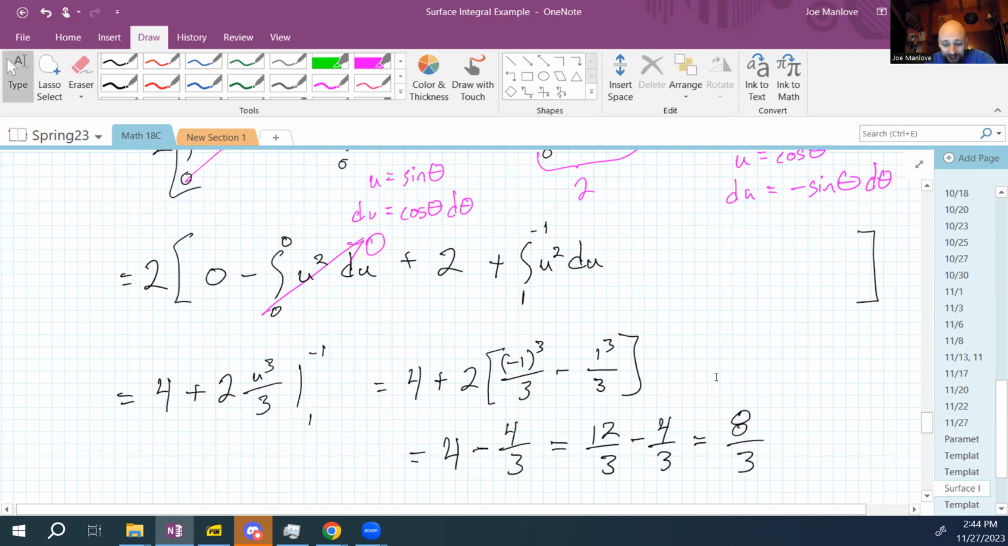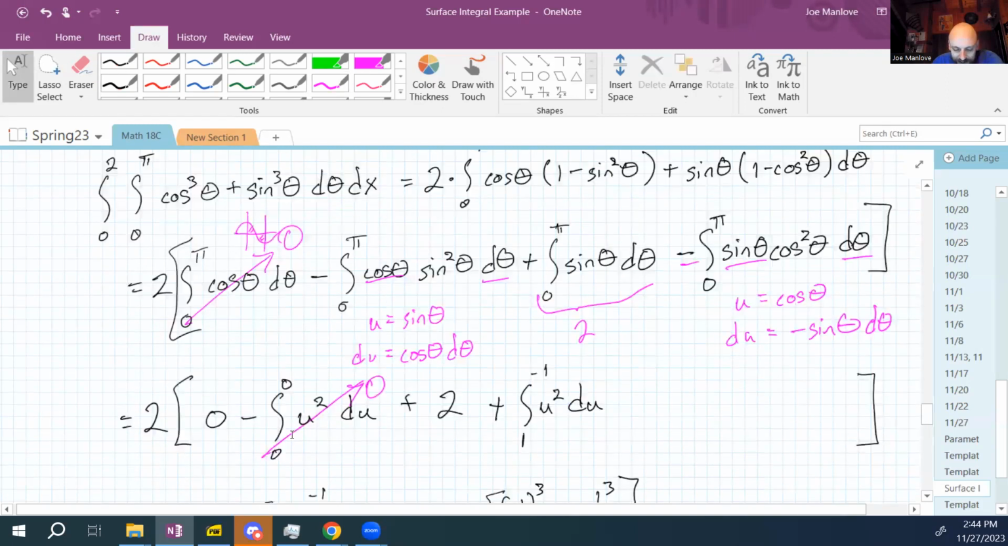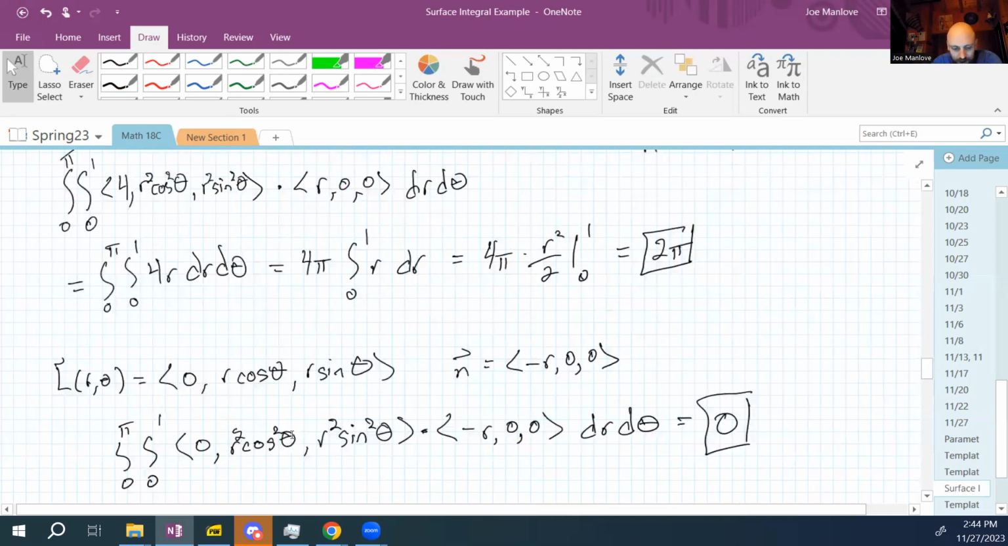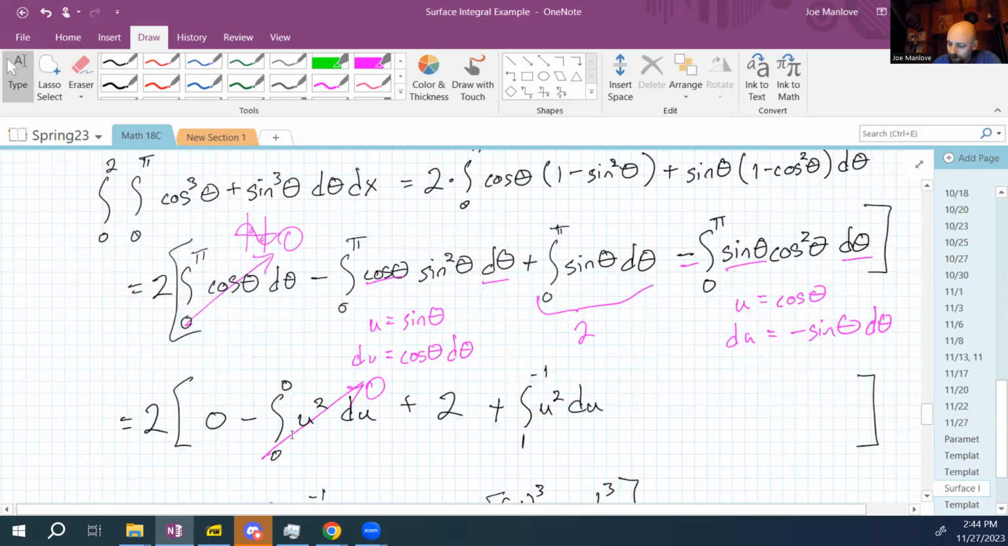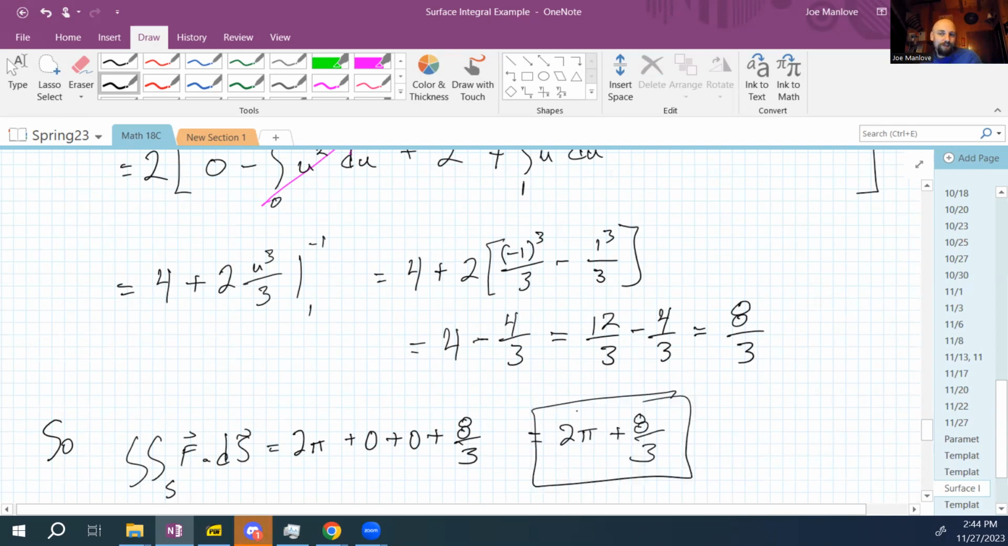Okay, and then there's 4 of these that I have to add up. So a double integral over the surface of f dS is, let's see, first one I got 2 pi, second one I got 0, third one I got 0, and fourth one I got 8 thirds. So I got 2 pi plus 0 plus 0 plus 8 thirds is 2 pi plus 8 thirds. Am I concerned because that's an ugly number? Yes, I am. Am I done with this problem? Probably. So, yeah, that's what there is.